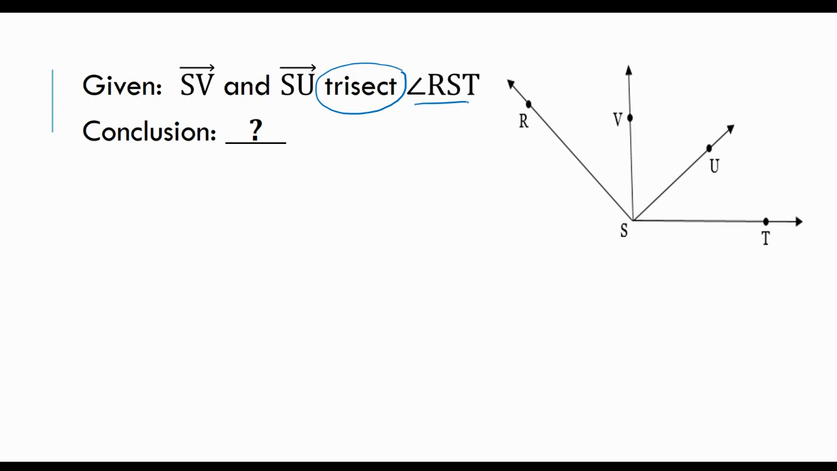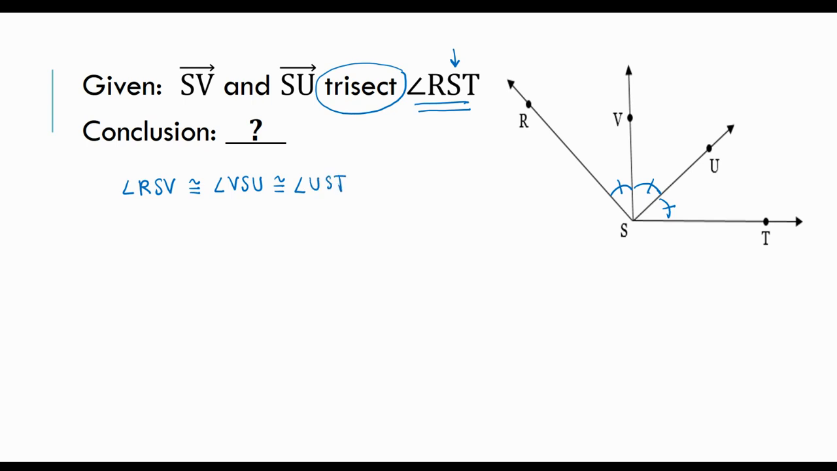Notice that what comes after it is an angle, and if you look, the vertex is S. So it's these 3 smaller angles that all share the same vertex. If I name them, it'd be the angle RSV, that would be congruent to the angle VSU, which would be congruent to the angle UST.